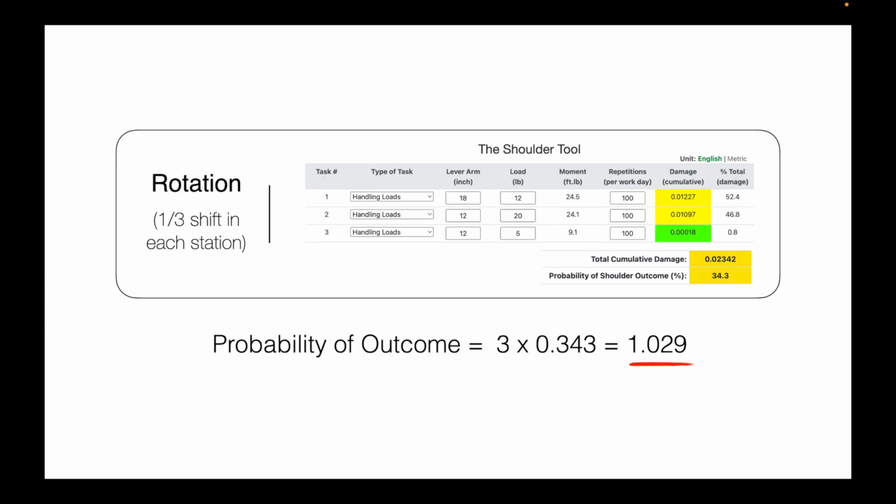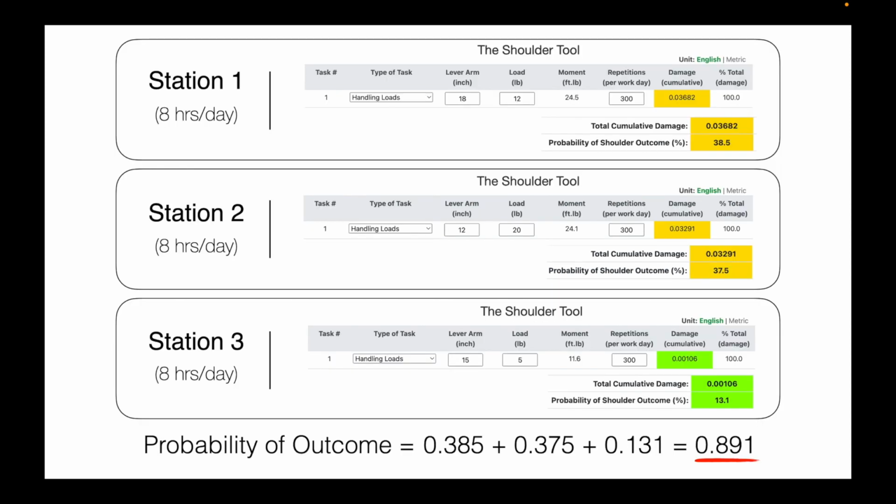Okay. Now if we do rotation, it's those same demands, but we spend a third of the shift at each station. You can see the cumulative damage, and then it adds up to a total cumulative damage for the shift exposure of 34.3%, and our probability of an outcome would be 3 times that, because we have 3 workers. It would be 1.029. So notice our probability of an injury actually increased with rotation, and it's very common to see that.